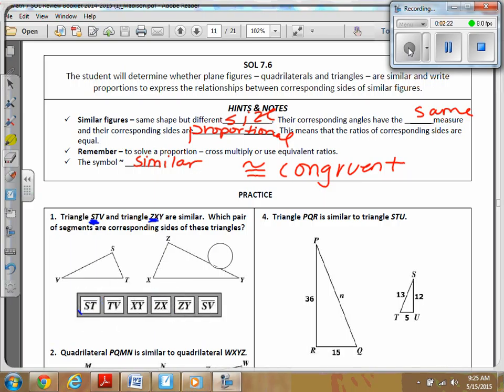Does somebody else tell me two different corresponding sides? Justice? TV and XY. TV are the last two, XY are the last two, so yes, they correspond. So if Justice put that on her SOL test and Nathan put the other two, they would both get it correct because they're both corresponding. All right, moving on.